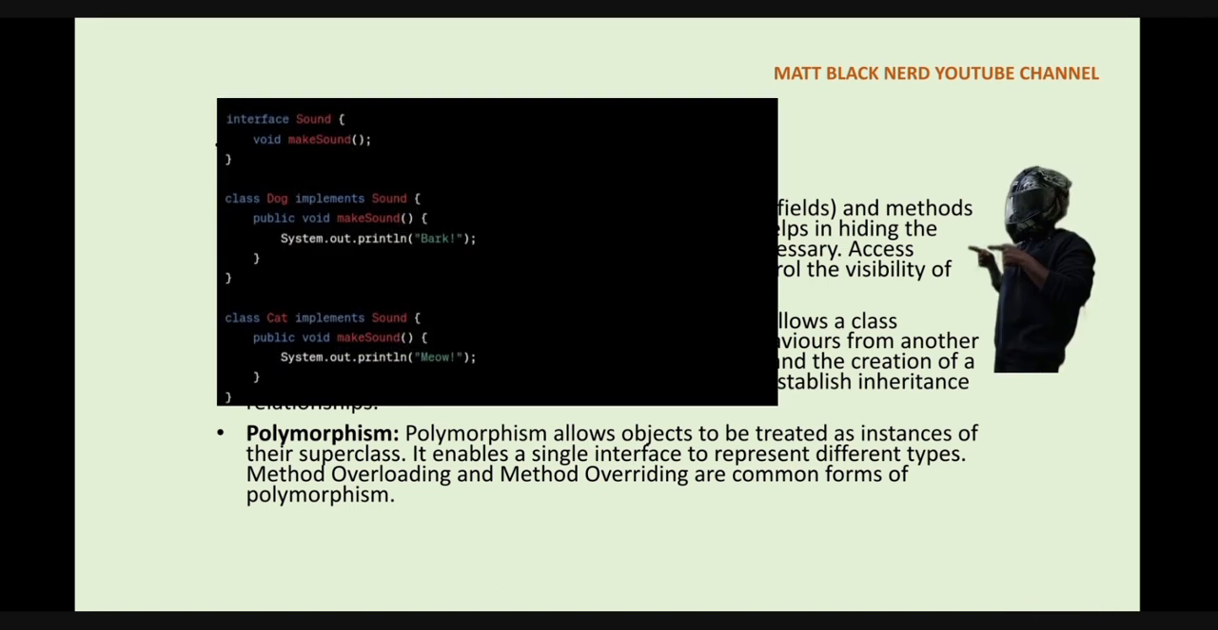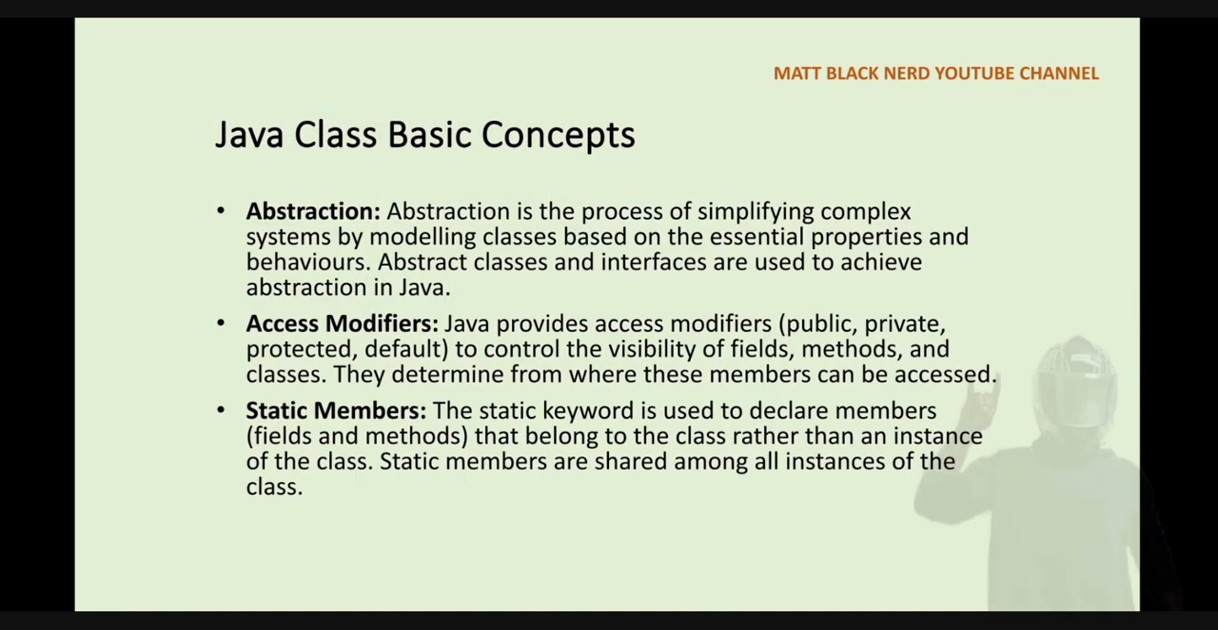Polymorphism. Polymorphism allows objects to be treated as instances of their superclasses. It enables a single interface to represent different types. Method overloading and method overriding are common forms of polymorphism.